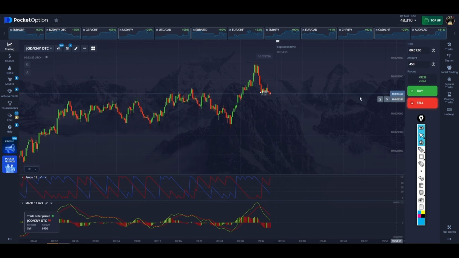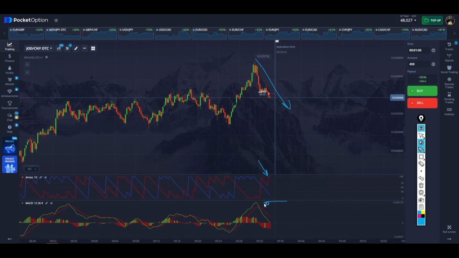All right, let's open a trade on this currency pair. I'm entering a sell trade. There's seller dominance and the MACD also signals a sell. I'm hoping this level will get broken.